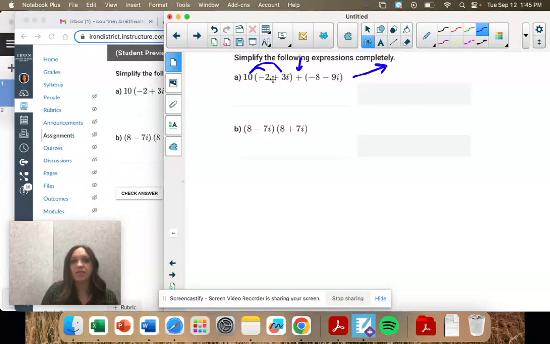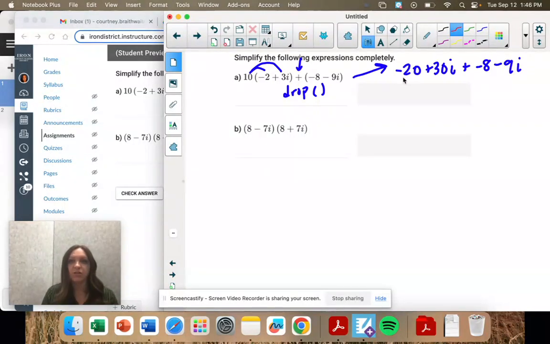10 times negative 2 is negative 20. 10 times 3 is 30, and we have an i. And then remember when we add, we drop the parentheses. So I'm just going to get rid of that and do plus negative 8 minus 9i.